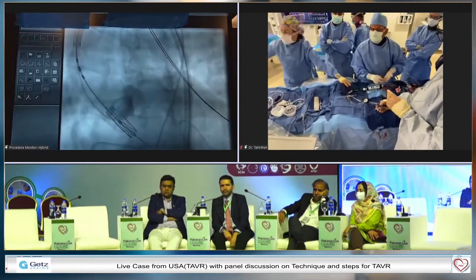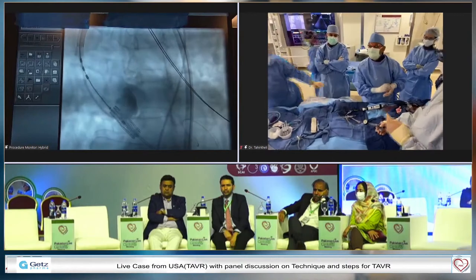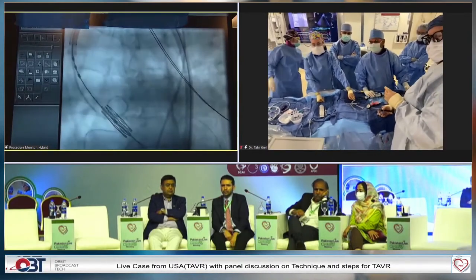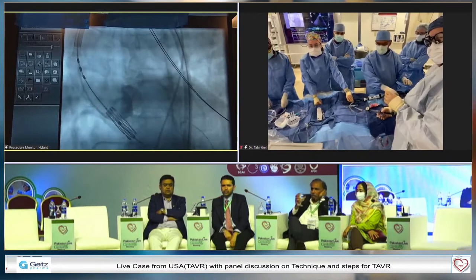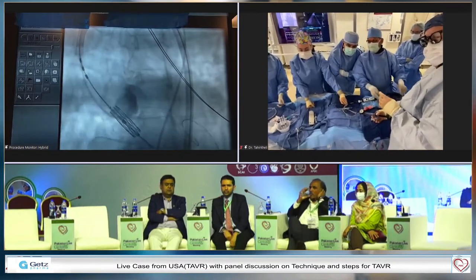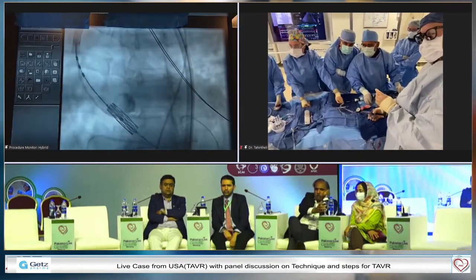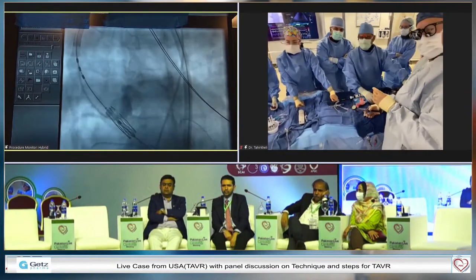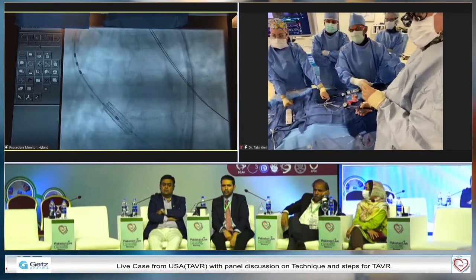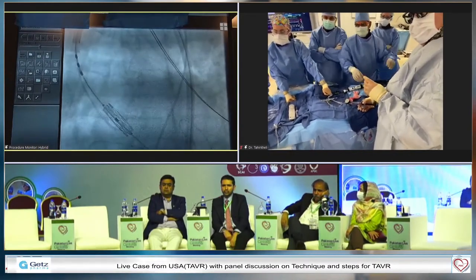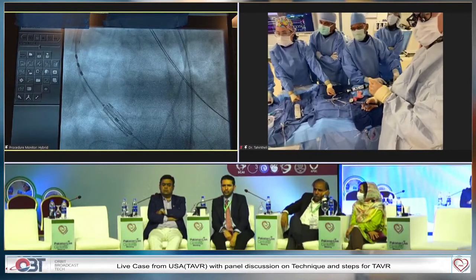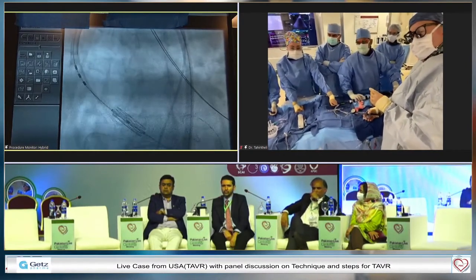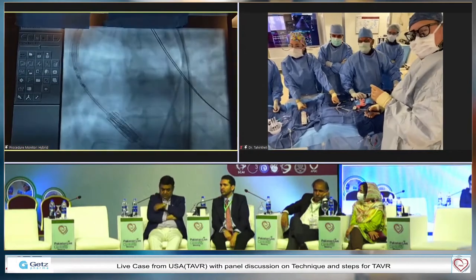Can you tell us the steps in terms of positioning? We are pretty happy with the picture. One of the basic design differences between Sapien 3 and Sapien 3 Ultra is there is only one dot instead of three that you have with Sapien 3. If you put it in the middle, you actually end up with 80-20 because it's foreshortened from the LV side. It looks like it's in the middle, but once it opens up, it will be 80-20.